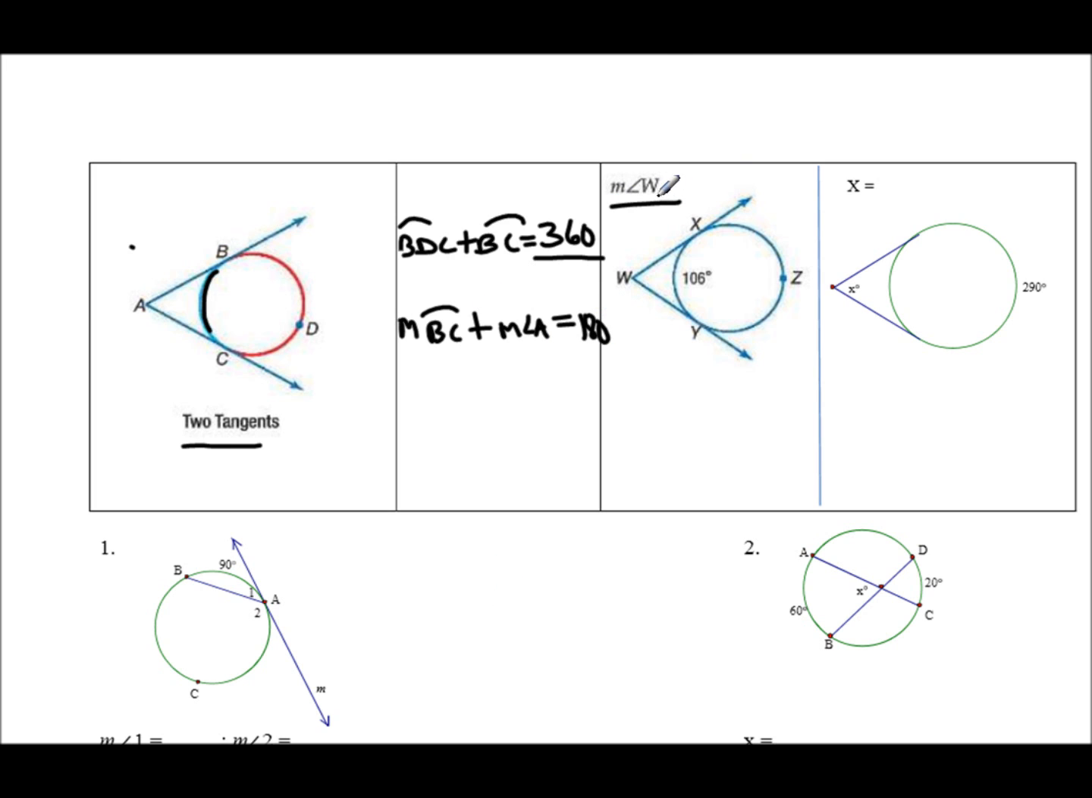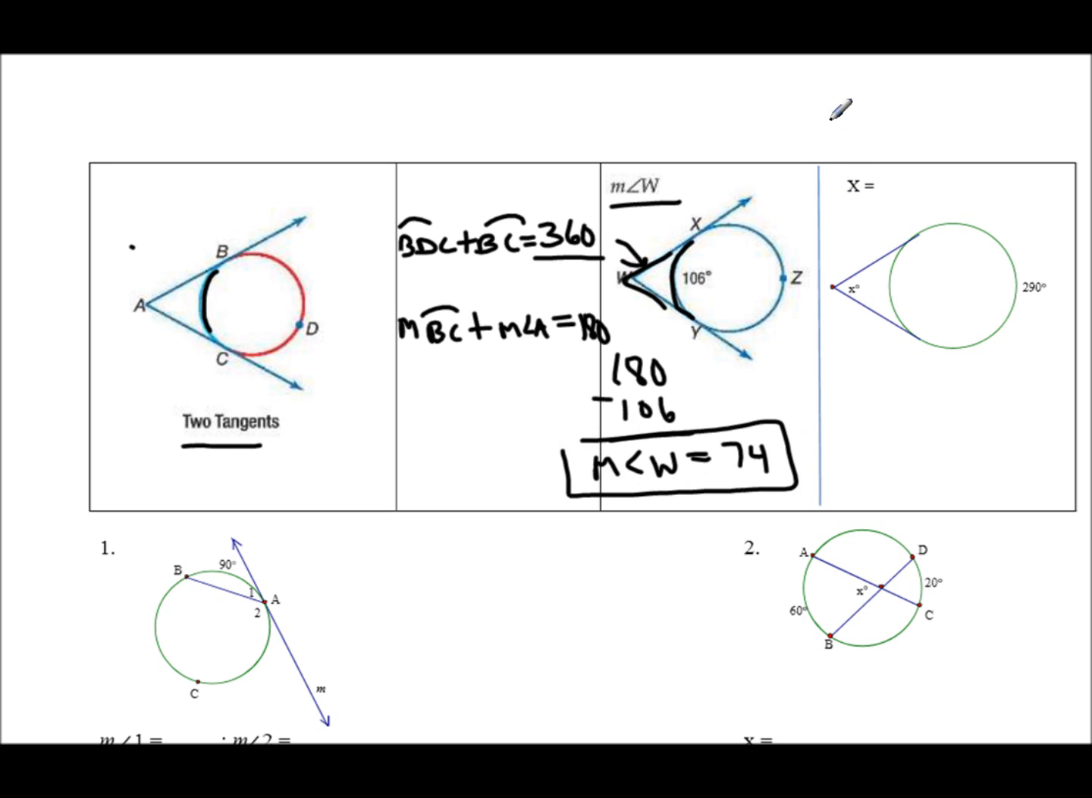So the first example for that is to find the measure of angle W. So all you need to know is that the little arc and this angle equal 180 degrees. So we would take 180, subtract 106, which will give us the measure of angle W, which is a total of 74.